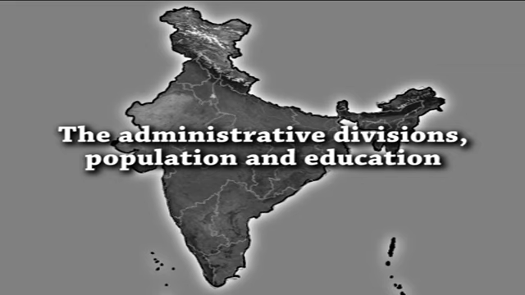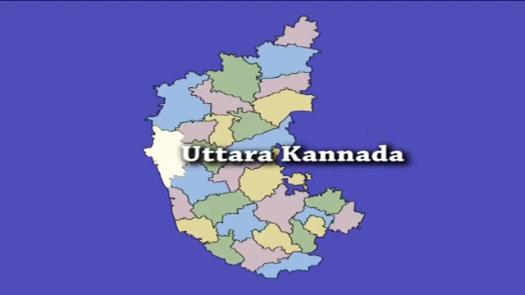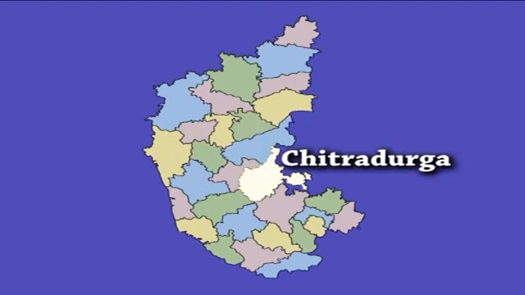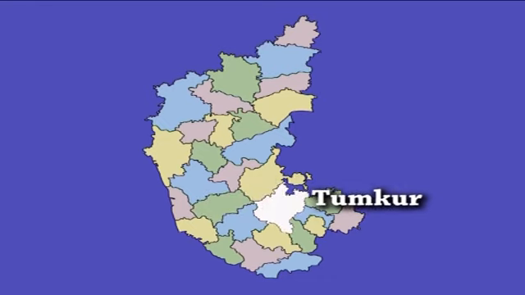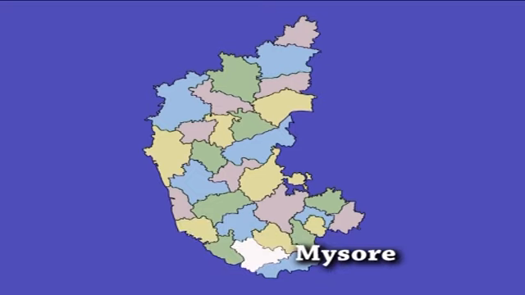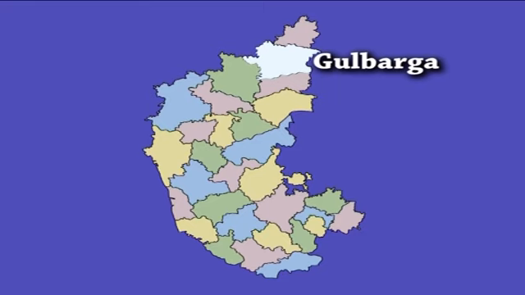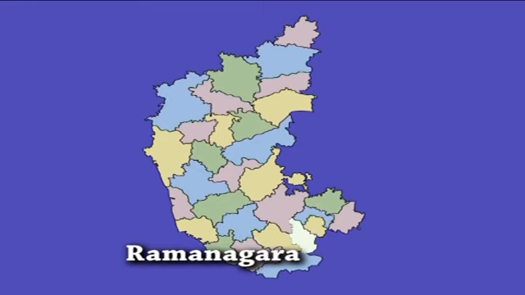The administrative divisions, populations and education. The administrative divisions of the state includes 30 districts such as Belgaum, Bagalkot, Bijapur, Bidar, Raichur, Koppal, Gadag, Dharwad, Uttara Kannada, Haveri, Ballari, Chitradurga, Davanagere, Shivamogga, Udupi, Chikmagalur, Tumkur, Bengaluru, Mandya, Hassan, Dakshina Kannada, Kodagu, Mysore, Chamarajanagara, Gulbarga, Yadgir, Kolar, Chikkaballapura, Bengaluru Rural and Ramanagara.